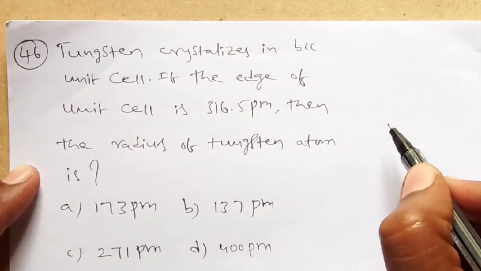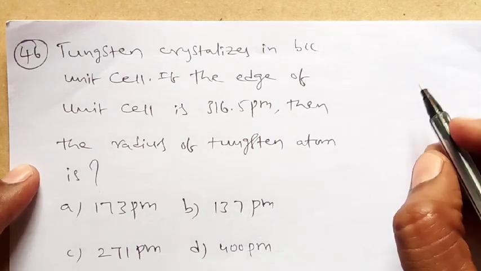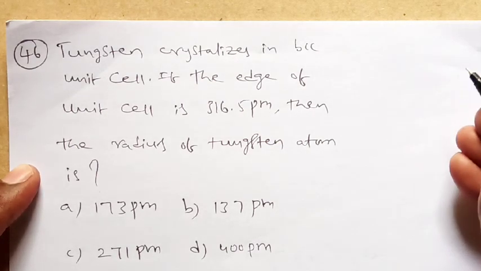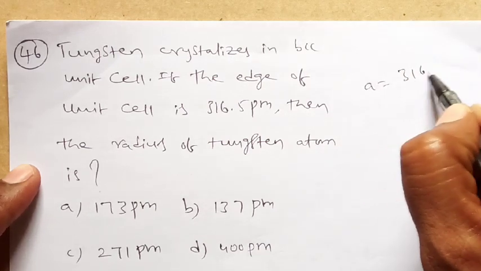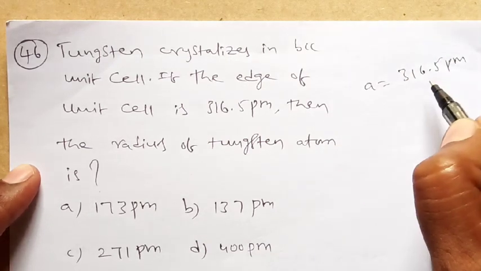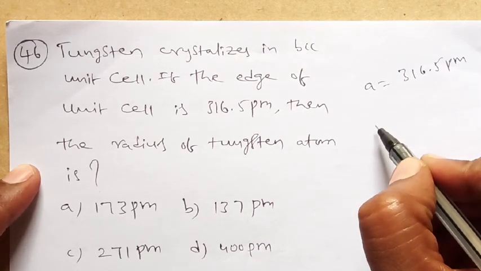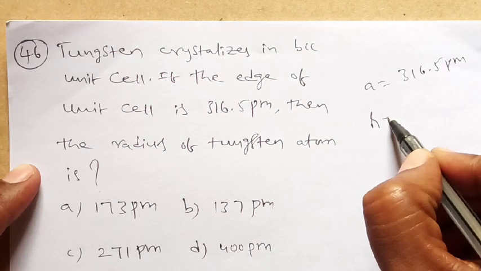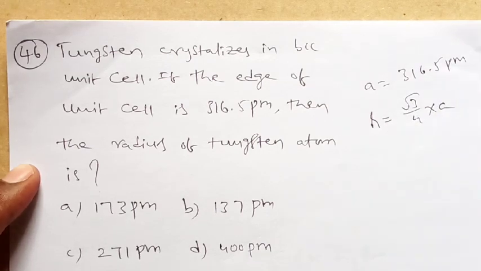It is very clear that they only said BCC structure, body-centered cubic. So here edge length a equals 316.5 picometers, given. In BCC structure, what is the relation between edge length and radius? You have to remember the formula directly: r equals root 3 by 4 into a. Remember that. In BCC structure, the radius versus edge length formula is r equals root 3 by 4 into a.